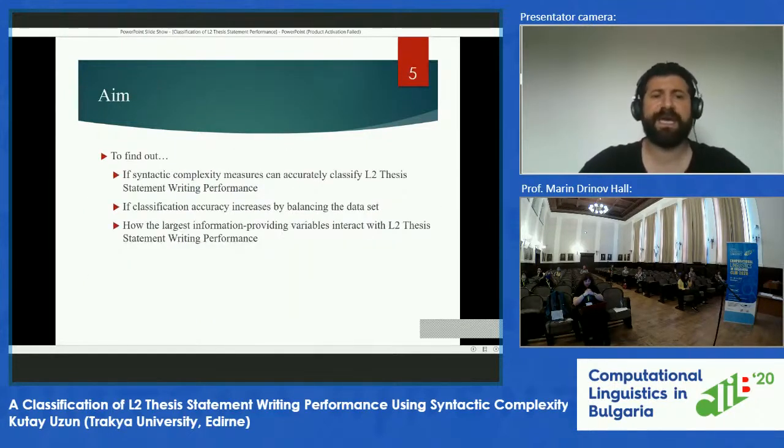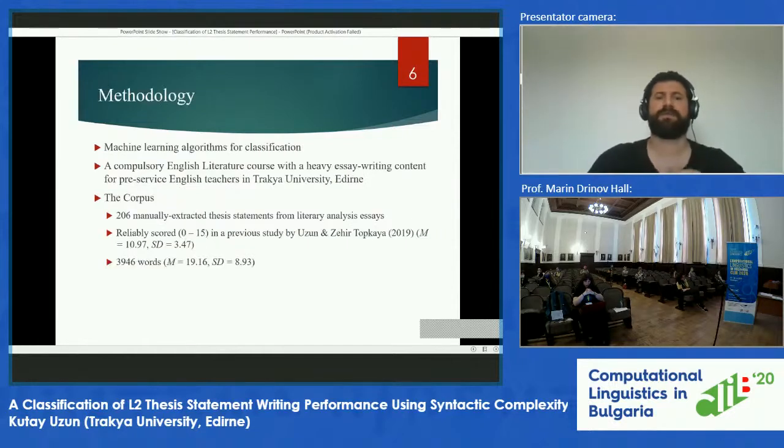And given that information, I wanted to find out if syntactic complexity measures could classify thesis statement writing performance because of the fact that it is the most critical part of an essay. And if classification accuracy would increase by balancing the data set, I thought this wasn't necessary because in natural education data, there's always this problem of imbalance. So I wanted to see if I could increase accuracy by balancing the data set. And of course, this is the pedagogical end of the study. I wanted to see how the largest information providing variables interacted with L2 thesis statement writing performance.